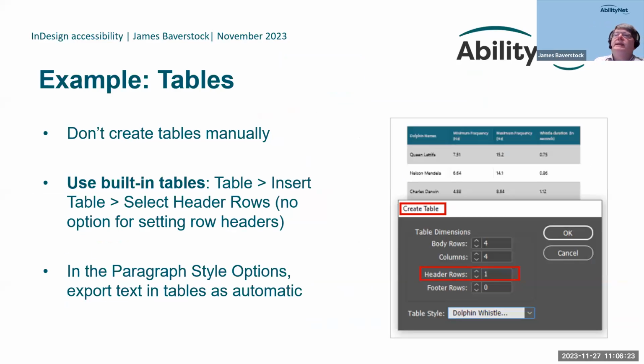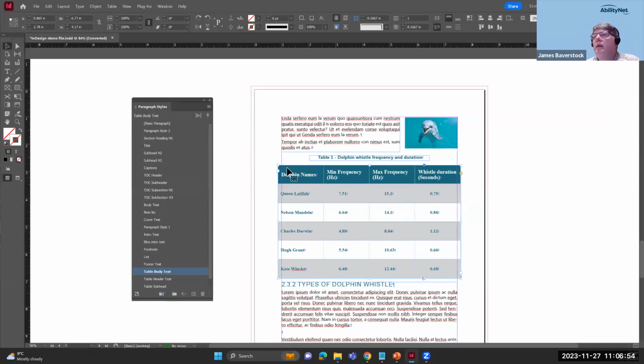Tables in general, as we've said with lists, we don't want to create tables manually. So whatever you do, you don't want to draw a table on the page using drawing tools. You want to use the create table functions within InDesign with table, insert table. And then this will create a table that will go through as a tag table to our PDF document when we create it.